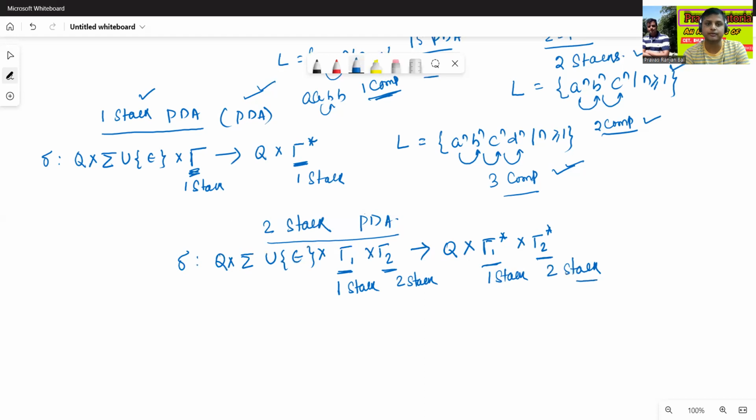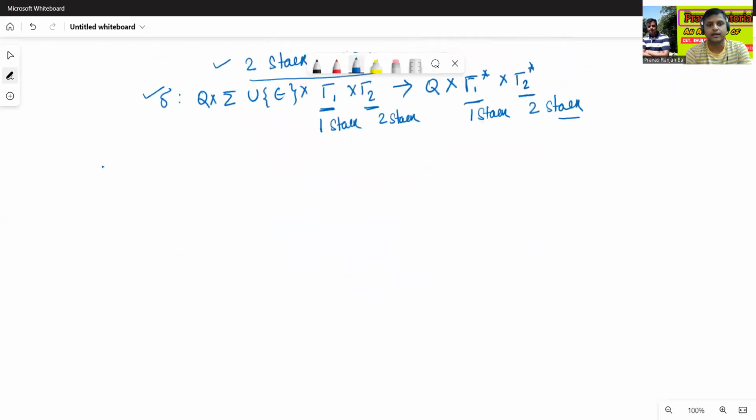Okay. So now we'll use the given transition function to construct the 2 stack push down automata. What is the language? The language L equals a to the power n, b to the power n, c to the power n, where n is greater than or equal to 1. First we'll check, can we design the push down automata for the given language or not? Since 2 comparisons will be required, we cannot design a push down automata for the given language. So we can construct the 2 stack PDA.